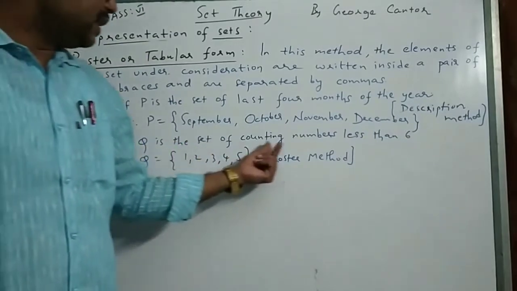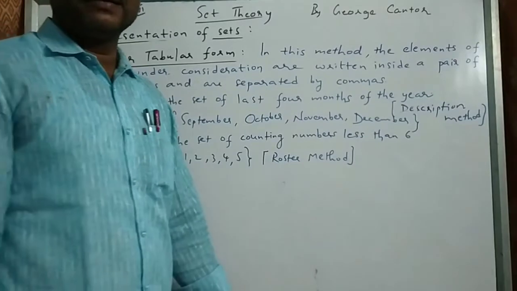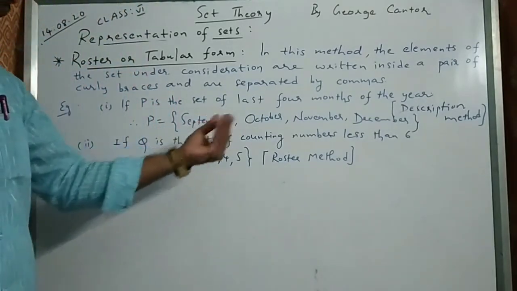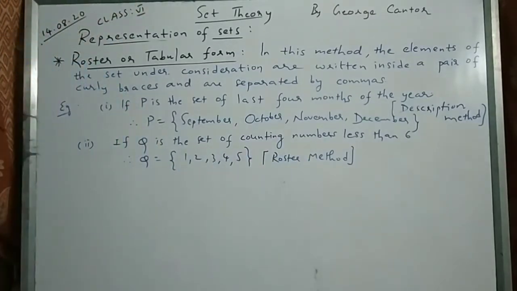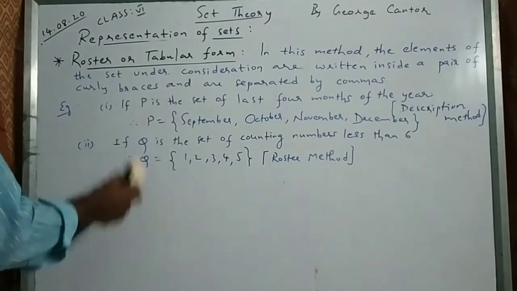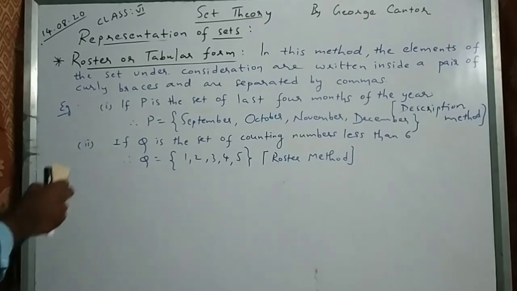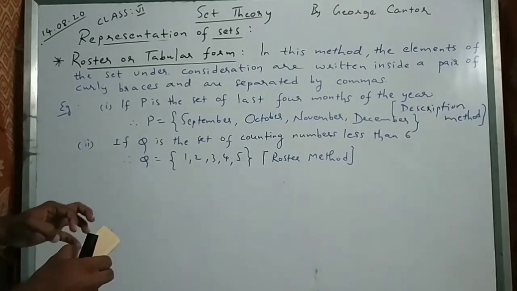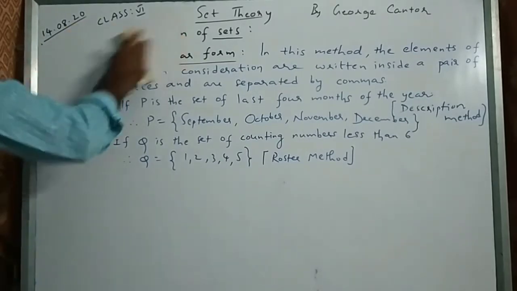If Q is the set of counting numbers less than 6, what is meant by counting numbers? I told you natural numbers starts from 1. Less than 6 means 1, 2, 3, 4, 5. That is called roster form. Okay. Now let us see some problems on this. Did you understand the concept? Roster form or tabular form. They will give us description form, so we will write in the roster form. Look at here once.